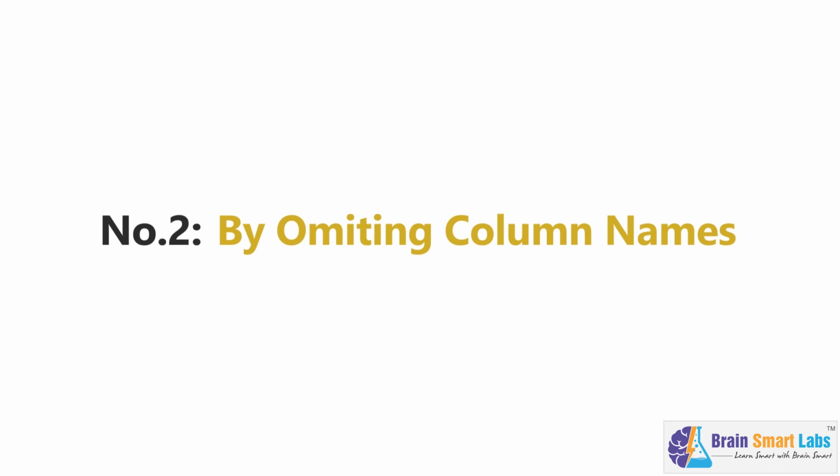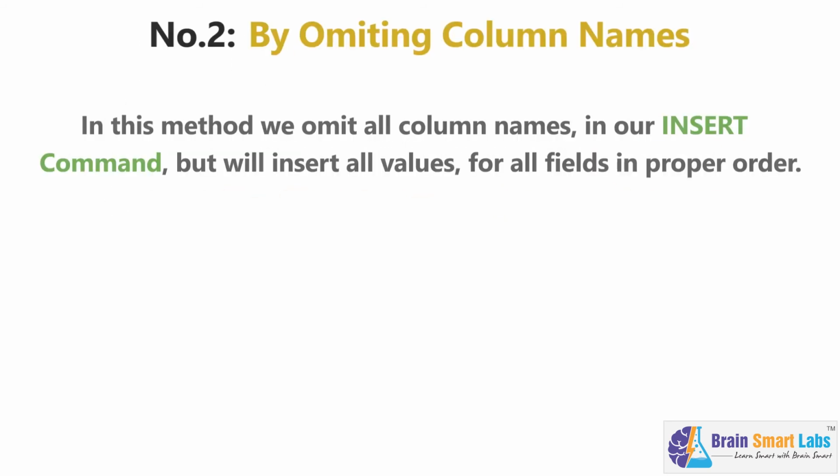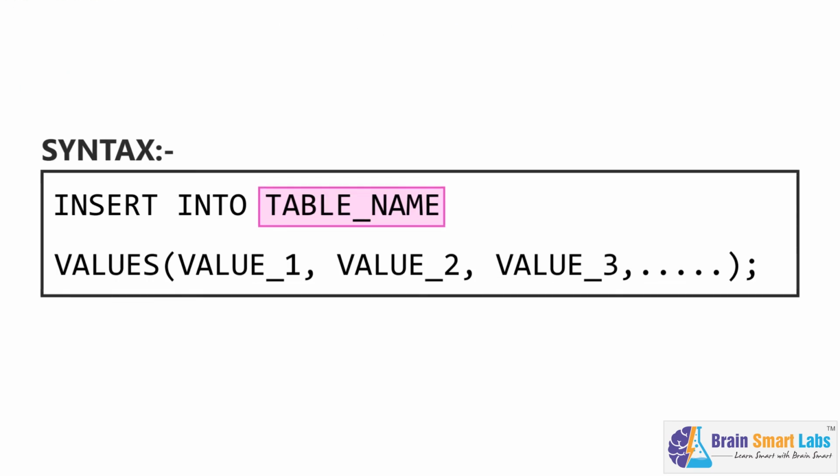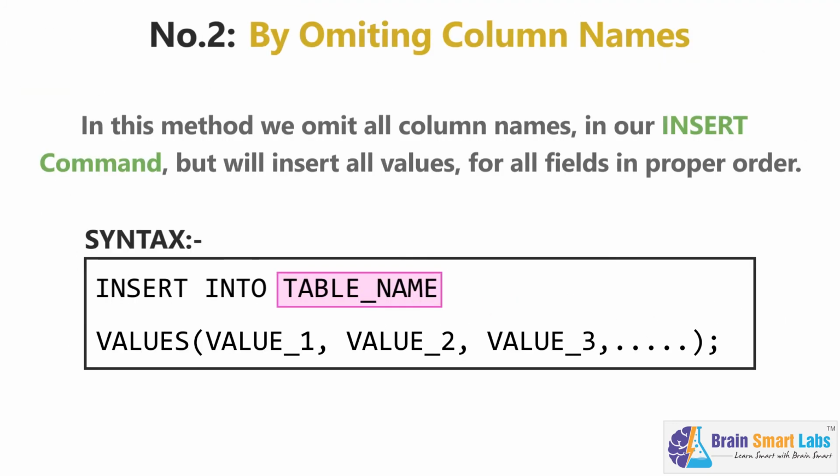Insertion number 2: omitting the column names in our insert statement. In this way of insertion, we omit all column names inside our insert command. This is the most commonly used way for insertion by all SQL developers. If you are asking me the syntax for this method, it is insert into table name in the first line, and in the next line we have to write the values keyword followed by actual values enclosed inside small parentheses. Please note we have used a proper order while typing these values, as this order should match with the order which is stated during the designing stage of our table.